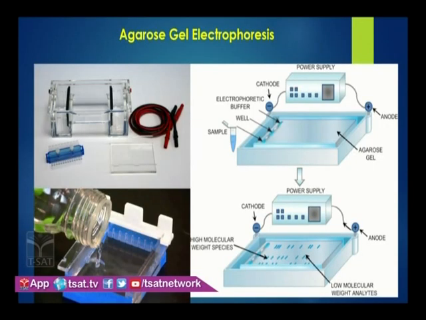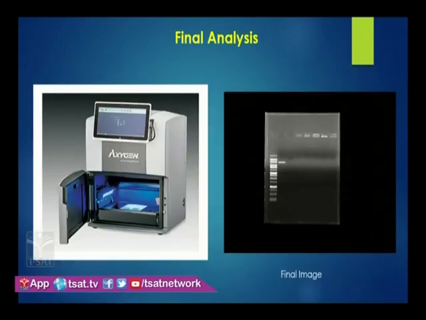Here you could see in this picture, once the power supply is on, the sample started migrating. Here, low molecular weight molecules migrate faster than the high molecular weight molecules. Once the gel run is complete, we need to analyze the final image. This would look like this. It is the gel doc which we use to analyze the samples.